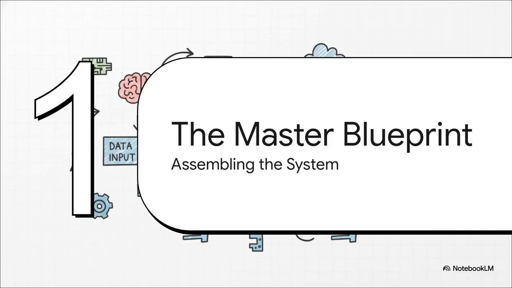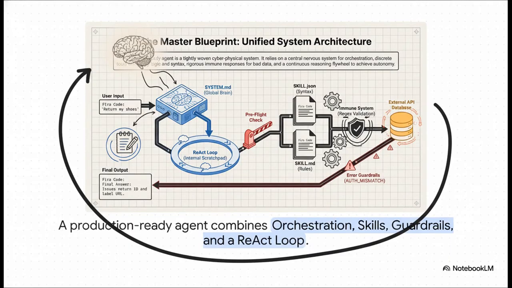All right, deep breath. We've covered a lot, right? We've got our skills, our guardrails, the orchestrator brain, and that ReAct thinking loop. Now let's put all the pieces together and look at the final master blueprint. And this is the whole shebang, the complete picture. You can literally trace the journey. The user's request comes in and hits the global brain for orchestration. That brain routes it to the ReAct loop, that internal scratchpad.